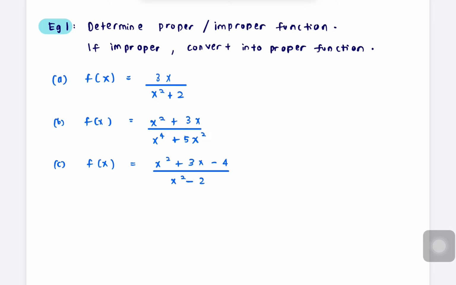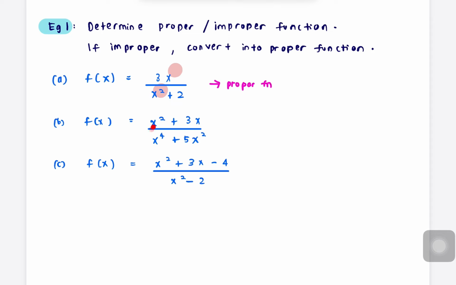So, just focus on the highest degree of numerator and highest degree of denominator. This one, n, which is numerator power, is less than denominator power. So this one is considered a proper function. Okay, so this is a proper function.